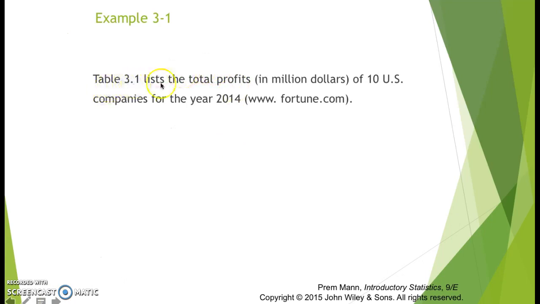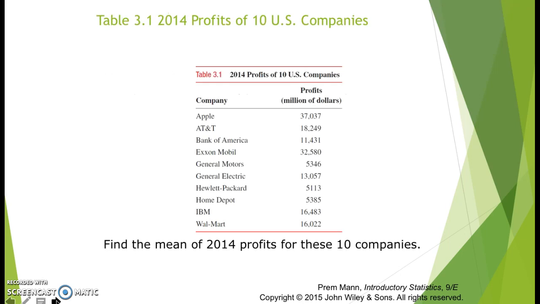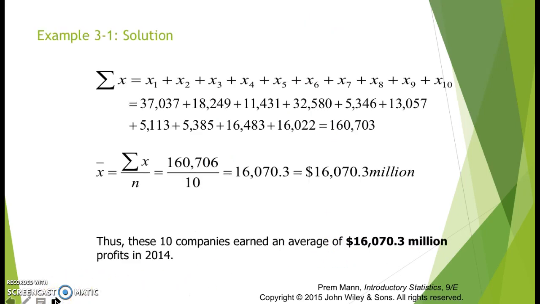So here's an example. We'll have a table. It lists the total profits of 10 U.S. companies for the year 2014. Now, because we are only taking a sample of companies in the United States, 10 companies is way less than the total number of companies in the United States. We're actually going to be doing a sample mean here. So if we're using a sample mean, here's the information. The sample mean is going to be X bar. So we're going to add all of these together. Then we're going to divide it by the number of data values, which is 10. And we find out that X bar is 16,070.3 million. If you need to pause, obviously, at any time to write this down, please feel free.